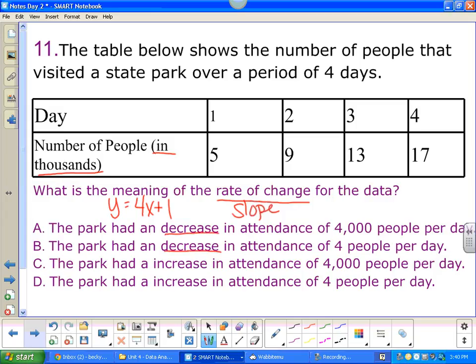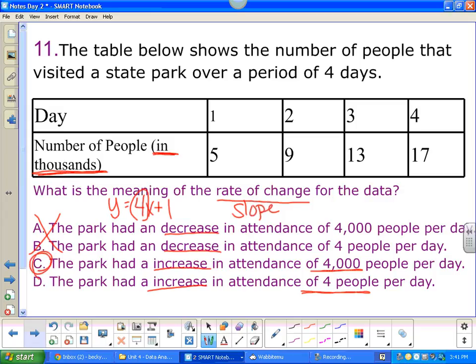So both of these that say the park had a decrease in attendance are incorrect. I know it's going to be an increase. Then when I get down to pick between C and D, if you don't read carefully, it's very easy to pick D because I can see that my slope is 4. Say, okay, well, it's increasing by 4. But again, I want to remind you how important it is to read even the titles in your charts because this is in thousands. So when it says 4, it means 4,000 people. So the answer there is C.